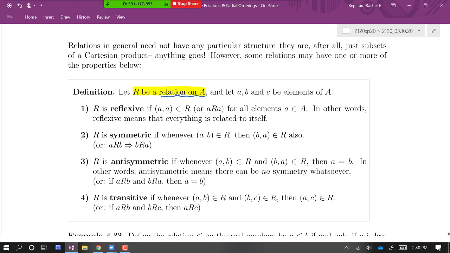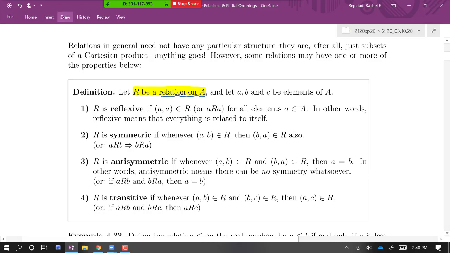A relation being symmetric means whenever you have the relation going in one direction, you have to have it going the other way, you have to have all instances of symmetry. If you have a bunch of symmetry, but there's an ordered pair where its reverse is not in there, then the relation itself is not symmetric. A relation is anti-symmetric if there are no instances of symmetry at all.